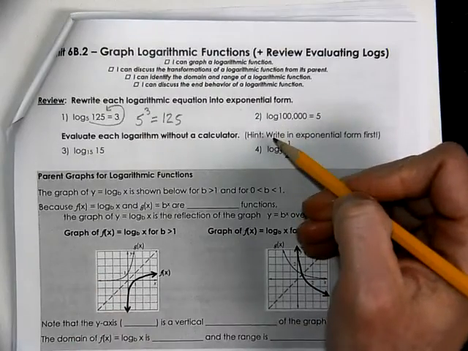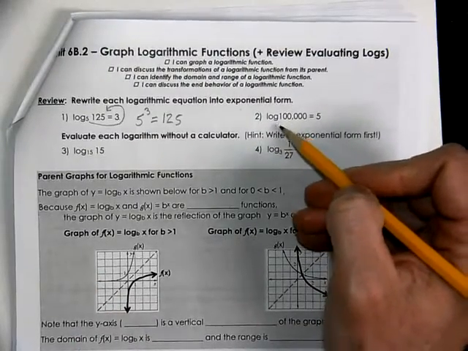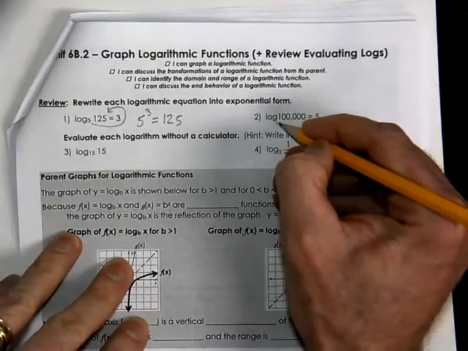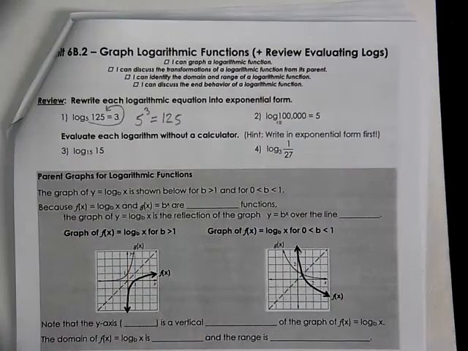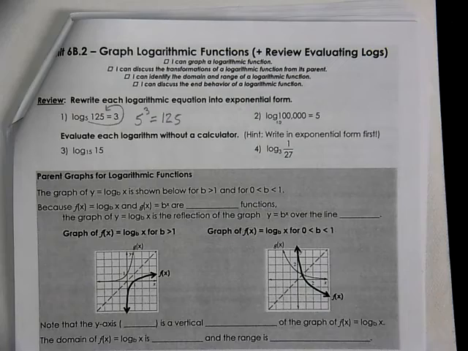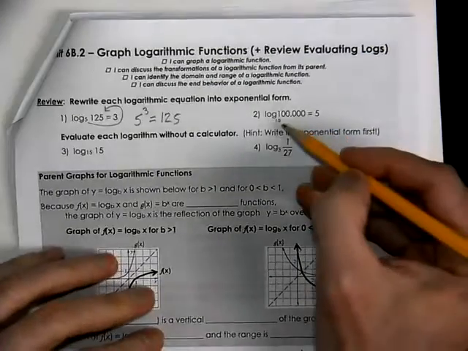Number 2, the logarithm does not have a base. It's not written. That implies that it is a 10. This is a common log. If the base is not written for a logarithm, it is automatically a 10.